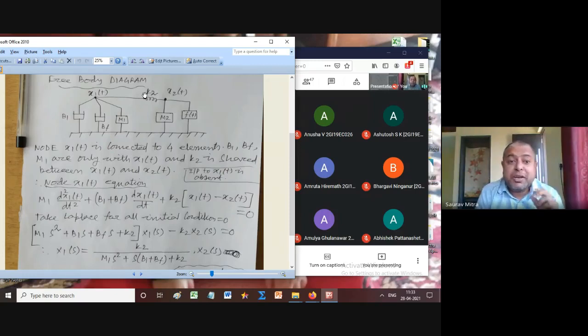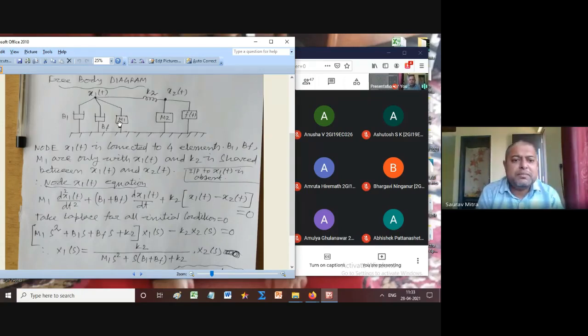plus k2. Now you are writing the equation for x1, that's why it will be x1(t) minus x2(t). Last day also I told you this. Whenever you are writing the equation for node x1, then this displacement should be written as k2 into (x1(t) minus x2(t)). This is a convention. Whenever we are writing the equation for x2, at that time this will be k2 into (x2(t) minus x1(t)). That we will see in the next page.